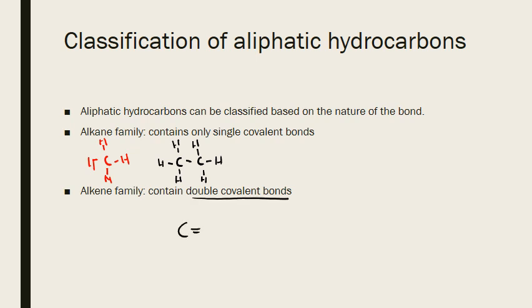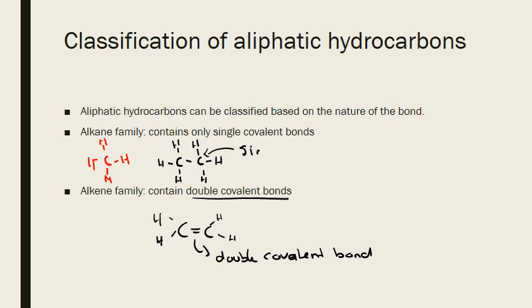For example, C2H4. Can you see here that this is a double covalent bond? It's got two lines, while in here all of these have single covalent bonds.